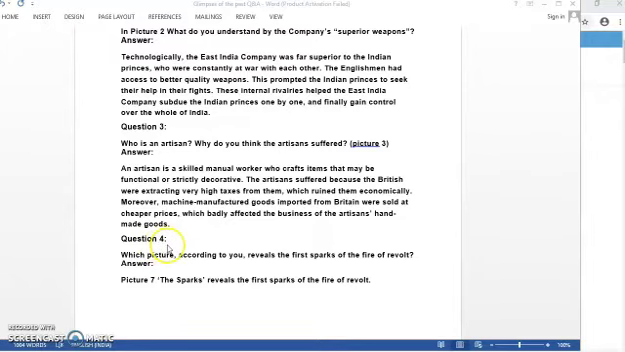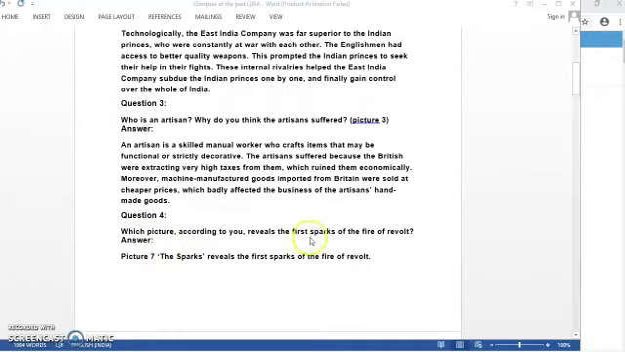Question number 4. Which picture, according to you, reveals the first sparks of the fire of revolt? That picture is picture 7. It reveals the first sparks of the fire of revolt. That is the first war of independence.